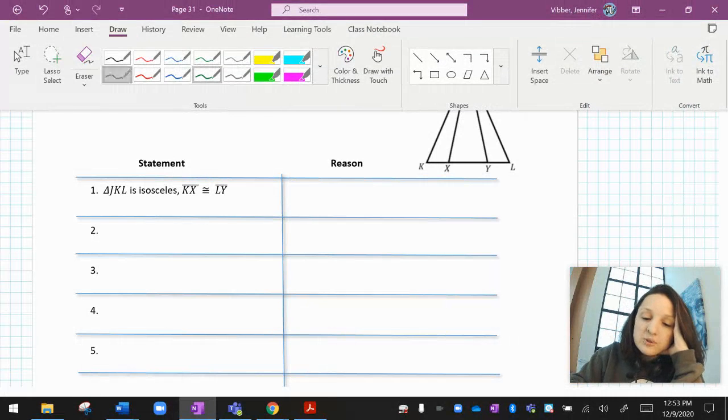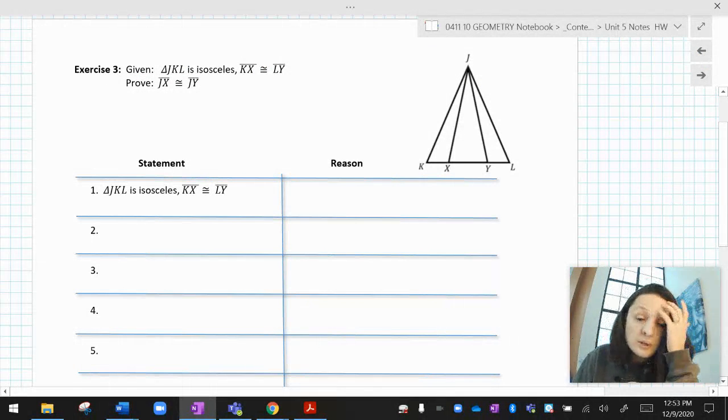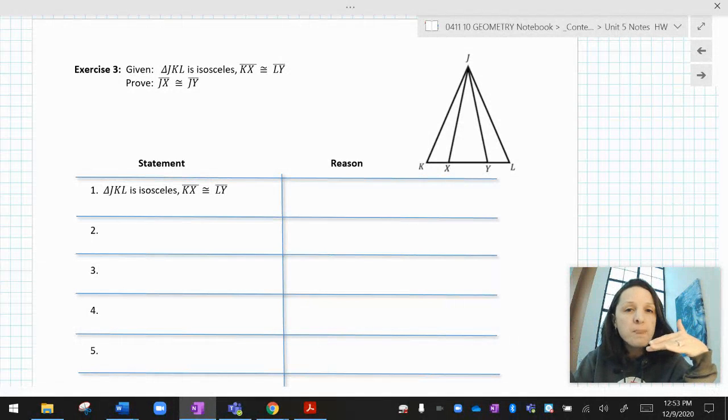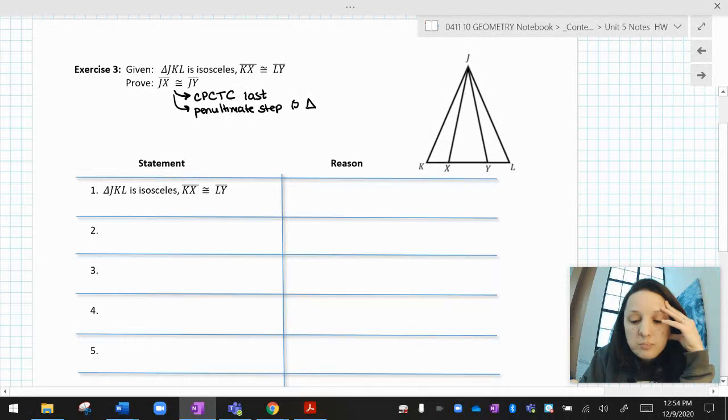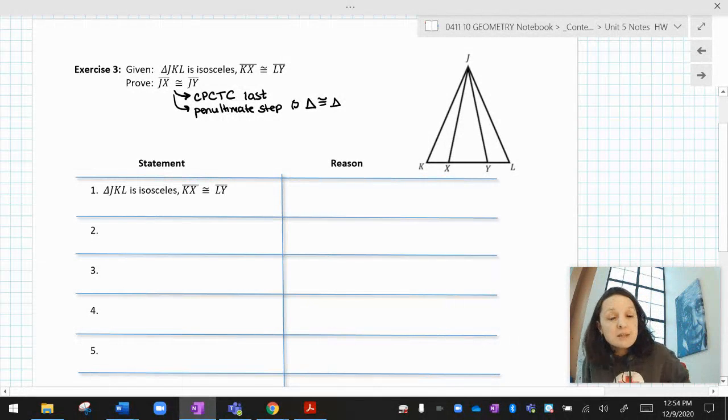Now, this unit is a triangle proof unit. And if your proof statement doesn't say triangle equals triangle and says instead angle equals angle or side equals side, what you need to know is that this means you are eventually going to use CPCTC last, and then your penultimate step, it's one of my favorite words, is to prove triangle equals triangle. Penultimate means second to last, if you didn't know that.